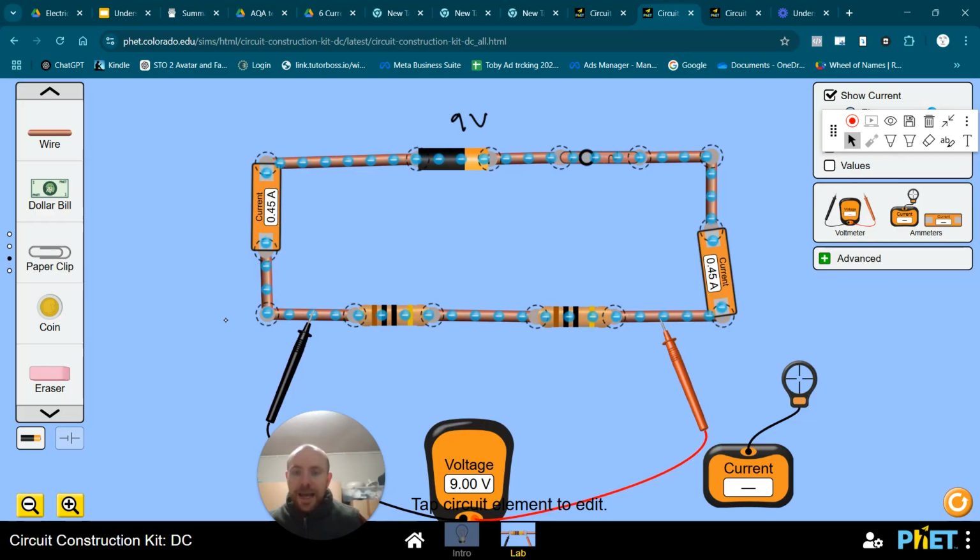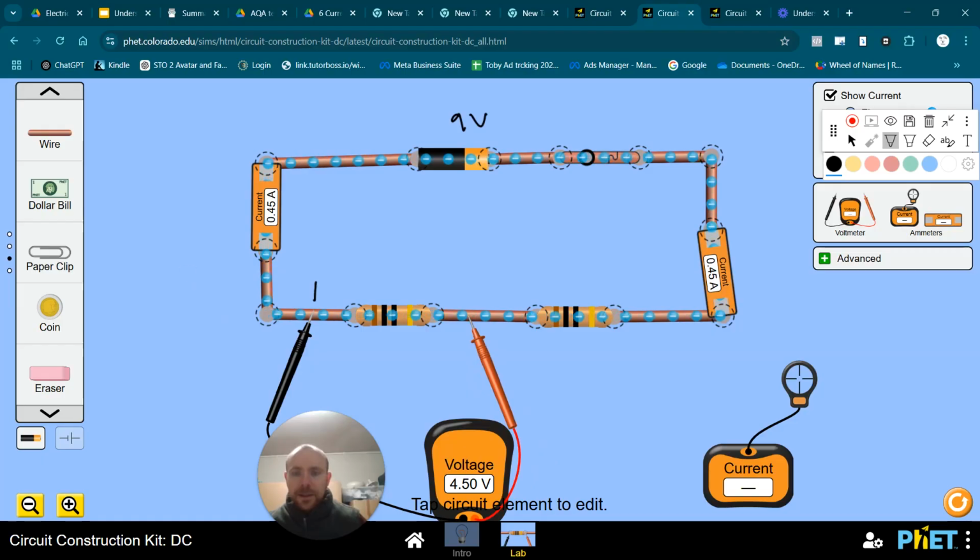those coulombs have had to work to get through those resistors. If I go through one resistor, then some work has been done by that resistor. Remember, these came in, they had 9 joules per coulomb. And now they're doing work through that resistor. And so these are going to have lost some. Assuming these resistors are the same resistance, then they're going to have lost half of the energy going through that resistor.